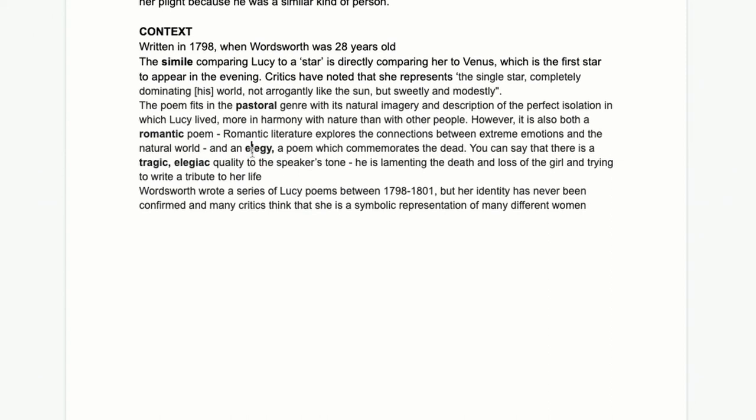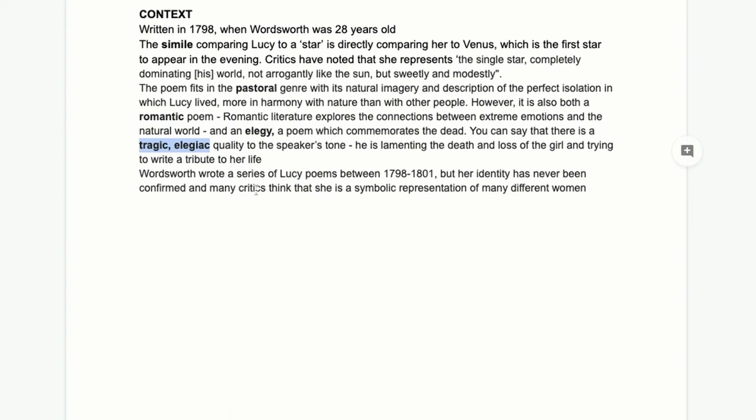It's also an elegy form. Elegy is a poem that commemorates the dead, so it's kind of a positive reflection on someone's life, and it's tragically elegiac, so he's really sad that they've died, and it feels like it was a bit of a waste of their life as well.